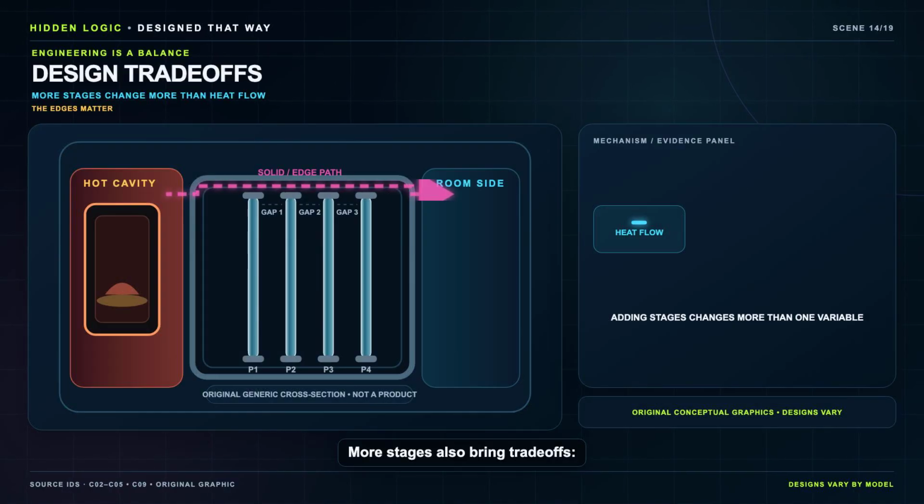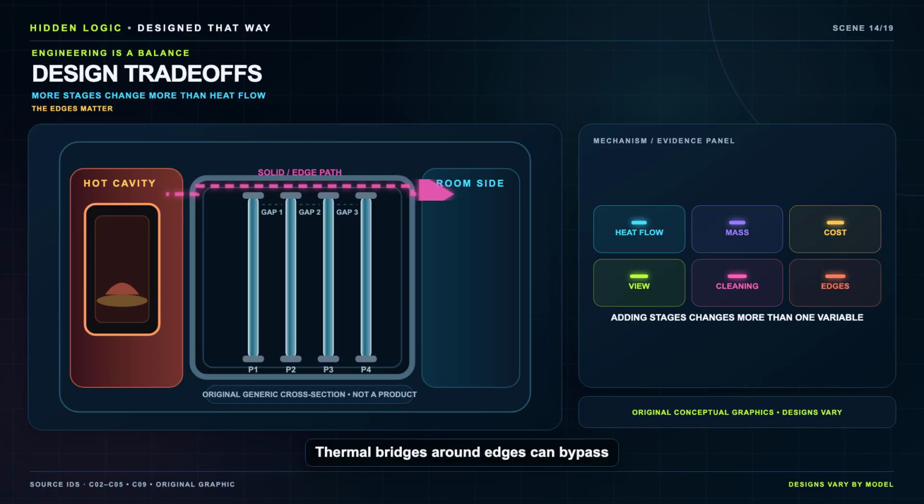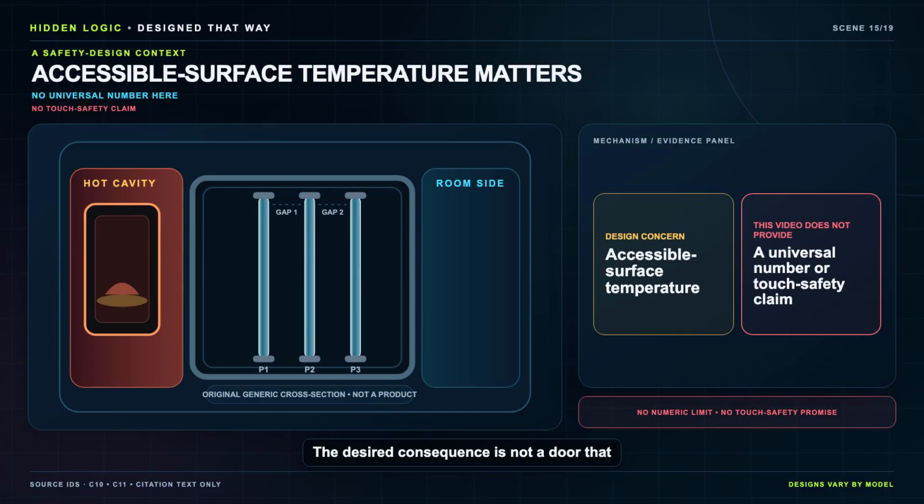More stages also bring trade-offs: more material, mass, thickness, cost, reflections, and model-specific cleaning requirements. Thermal bridges around edges can bypass the neat center of glass picture. And moving cooling air can lower temperature in one region while carrying useful heat toward the room. The desired consequence is not a door that is universally cold or safe to touch.